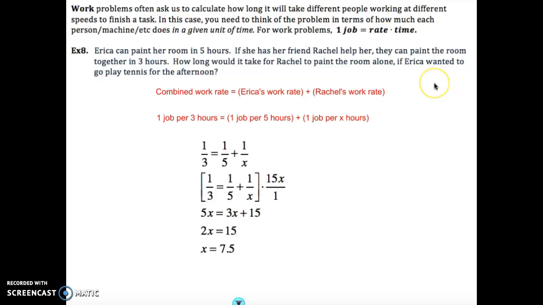Again, we need to identify the target quantity. In this case, we need to know how long will it actually take Rachel to do the job on her own. So that's what I'm going to let x be. We write a sensible word equation. The combined work rate has to be Erica's work rate plus Rachel's work rate. We know that together they can do one job per 3 hours, so 1 over 3. Erica on her own can do the one job in 5 hours. And Rachel can do one job in x hours, so 1 over x.